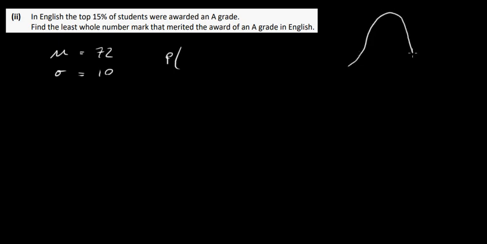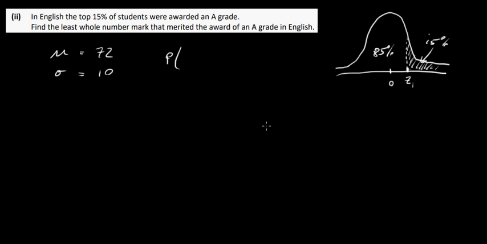So if we draw our standard normal curve again, we are looking at some z value here, let's call it z1 up here, such that this area here will be 15%. So this will contain 15% of the students, so 15% will be up here. So this is your 15% here, so that means 85% will be down here.